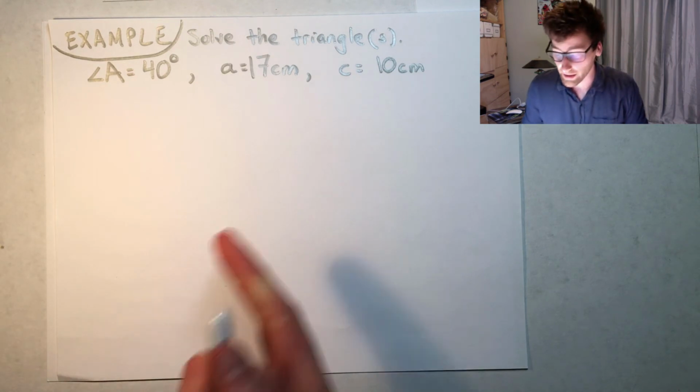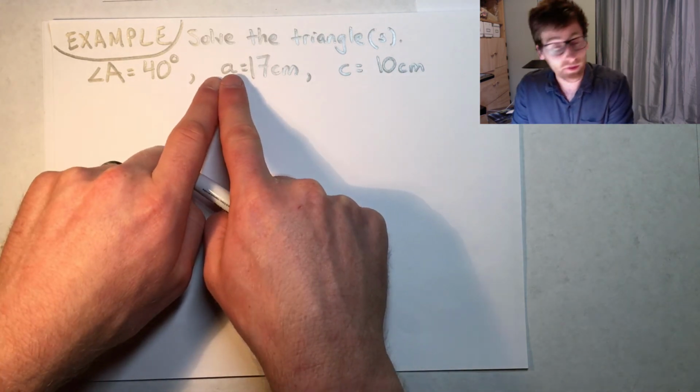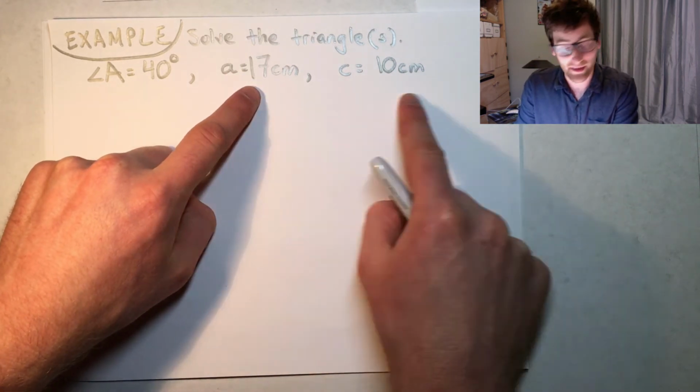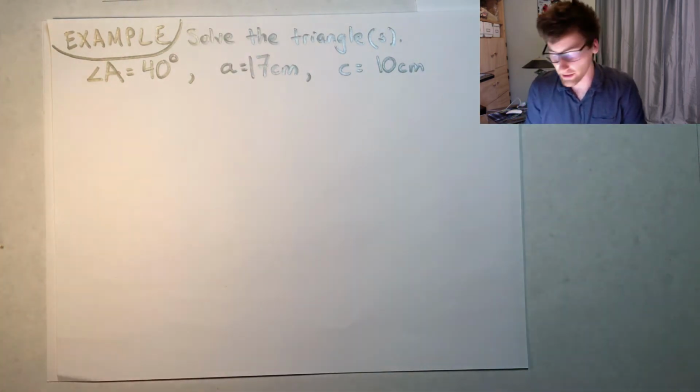First of all, it says solve the triangle where you have big A, which is 40 degrees, little a, which means across from that angle, is 17 centimeters, and then we have this C, which is 10 centimeters. So how do you draw it? How do you get started?